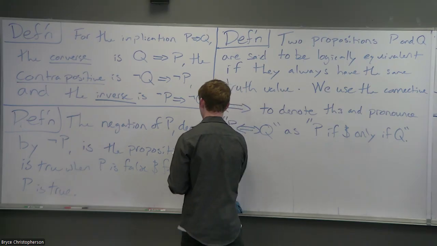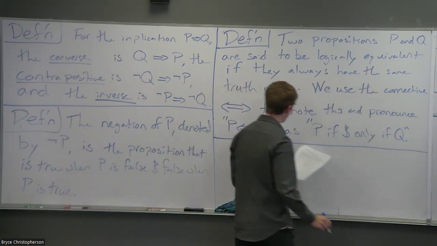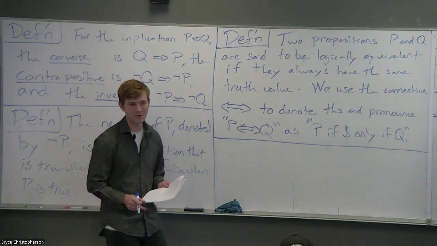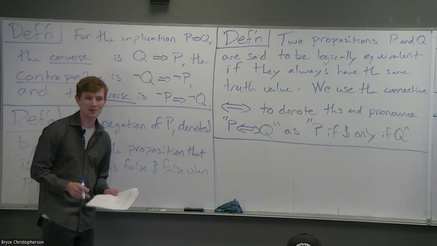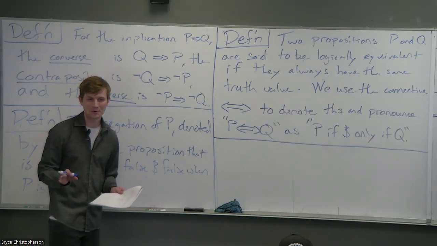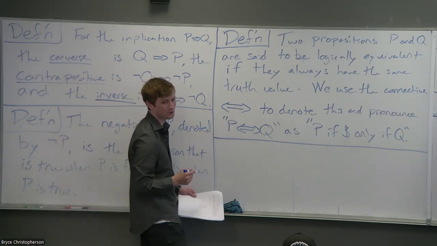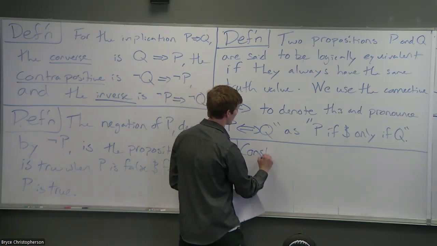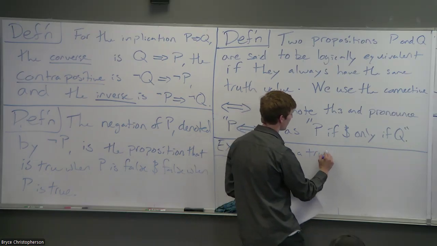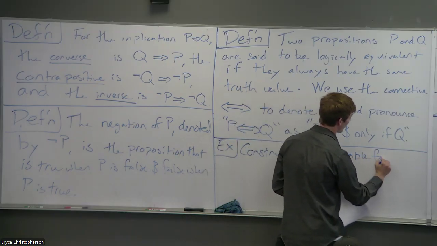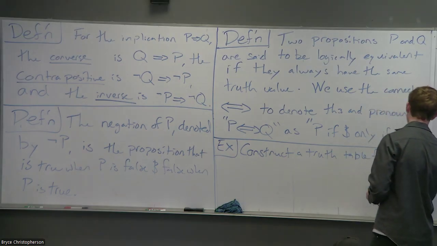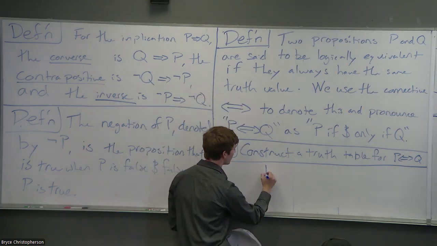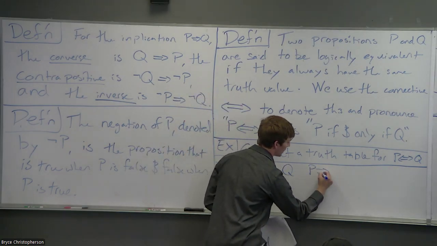Okay, fun fact. P if and only if Q is logically equivalent to P implies Q and Q implies P. We'll show that by constructing a truth table, but first let's just make a truth table for P if and only if Q. So, example, a truth table for P if and only if Q. We've got our P's here, our Q's here, and P if and only if Q.